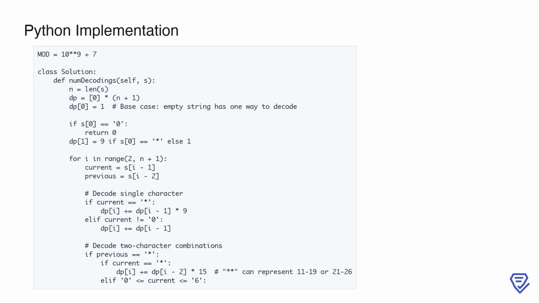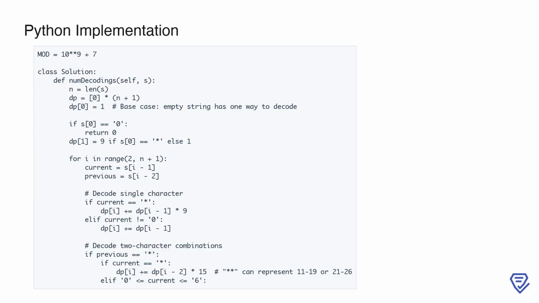Now, we handle the edge case where the first character is 0. If that's the case, no decoding is possible, so we return 0. Otherwise, we initialize dp[1]. If the first character is an asterisk, it can represent any digit from 1 to 9, so dp[1] is set to 9. If it's a specific digit other than 0, dp[1] is set to 1. We then start iterating over the string from the second character onward, using a for loop.